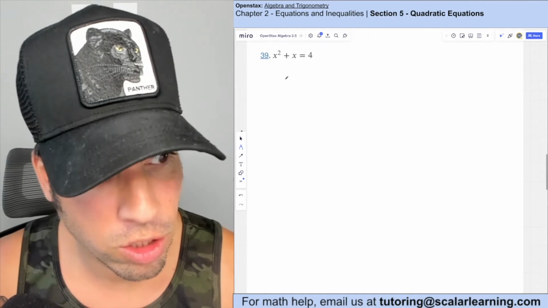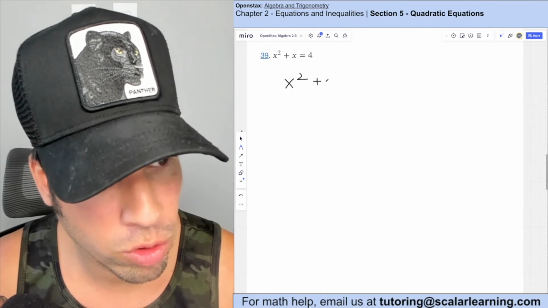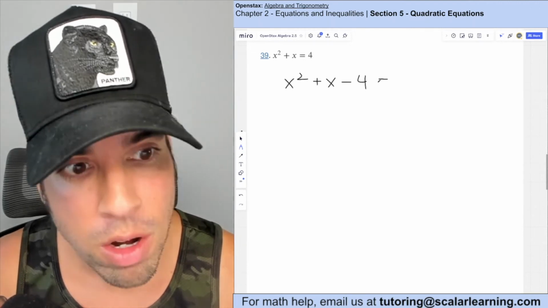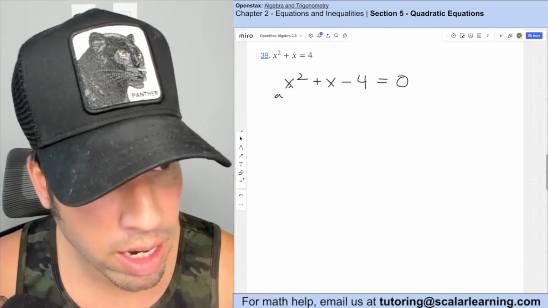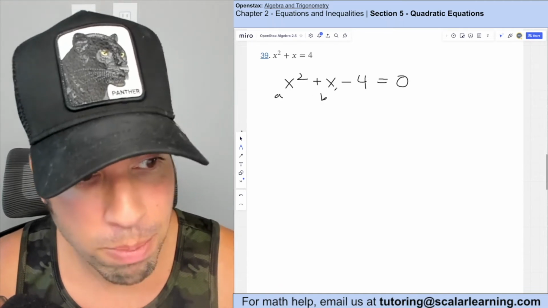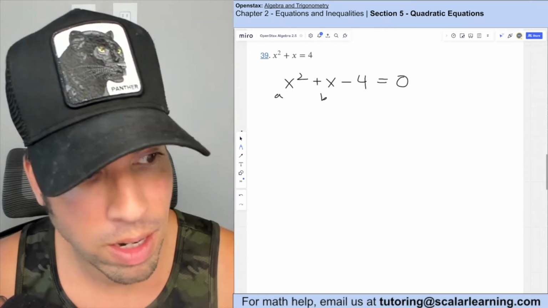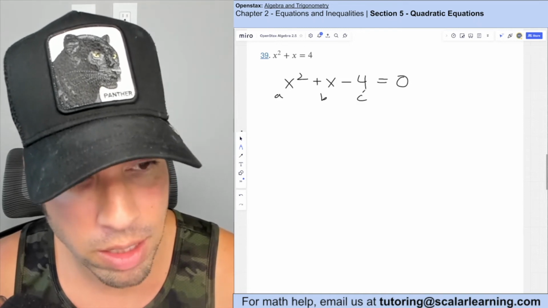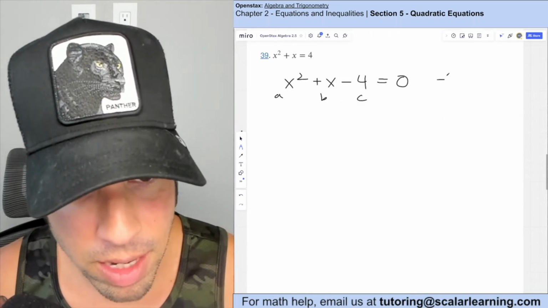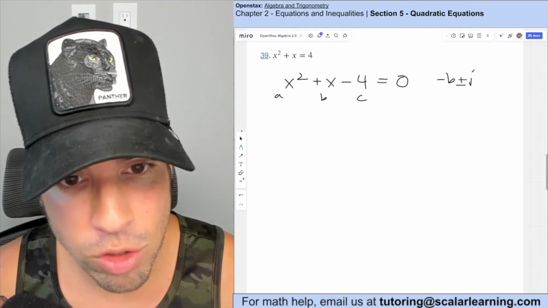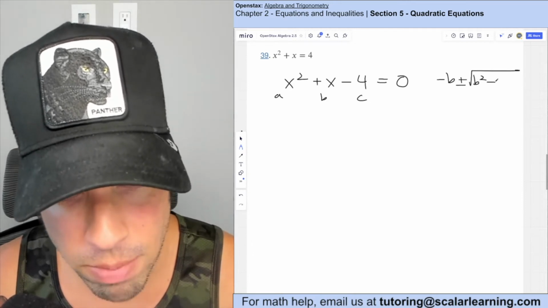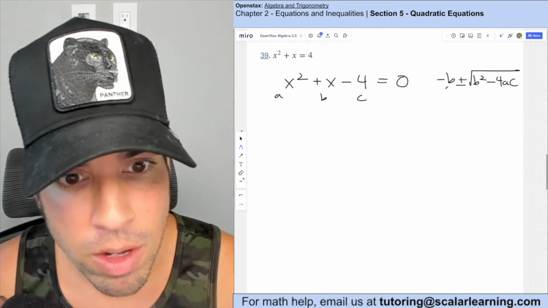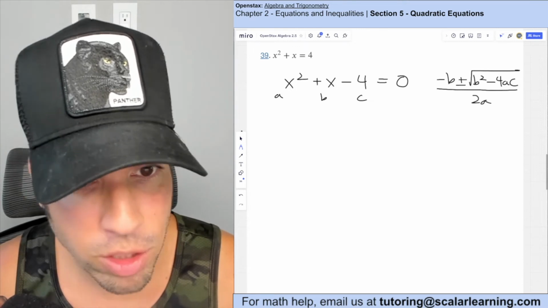For these problems, we're going to use the quadratic formula. And the first thing we need to do is set everything equal to 0. So I'm going to subtract 4 from both sides. And then we've got our a, which is in front of the x squared, our b, which is in front of the x, meaning it's 1, and 1 for a, and c right here. The quadratic formula is negative b plus or minus the square root of b squared minus 4ac all over 2a. So we're going to plug and chug.